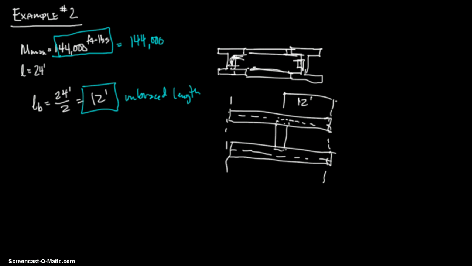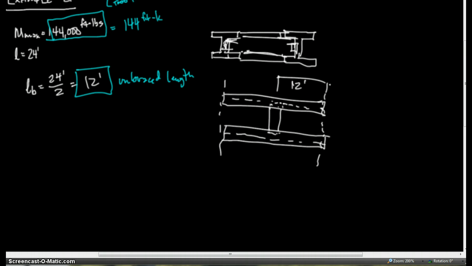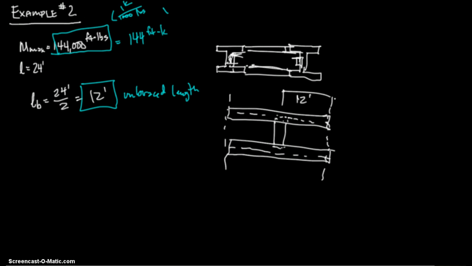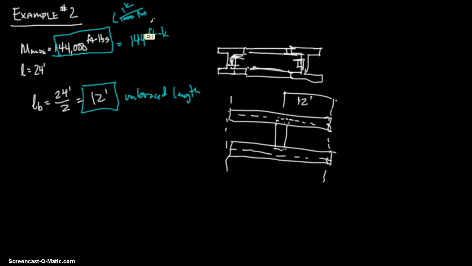144,000 pound-feet actually just equals 144 foot-kips. And I hope you see that 1 kip equals 1,000 pounds. So you want to get rid of pounds, so you take it and divide by 1,000 pounds, and you get 144. So you go up on the graph to 144, and you can see that they did it.